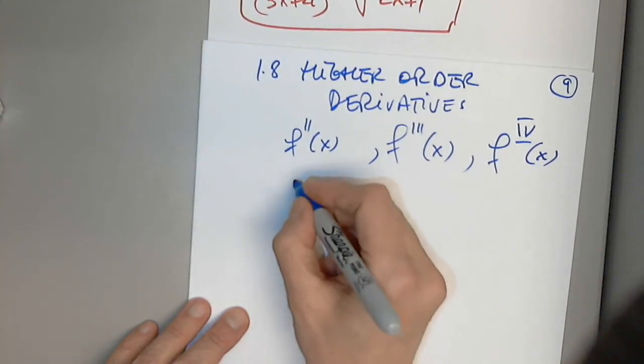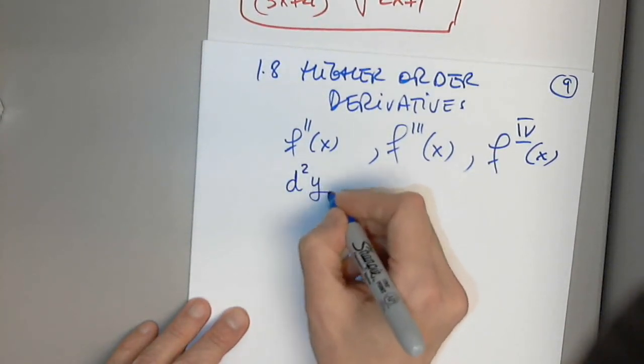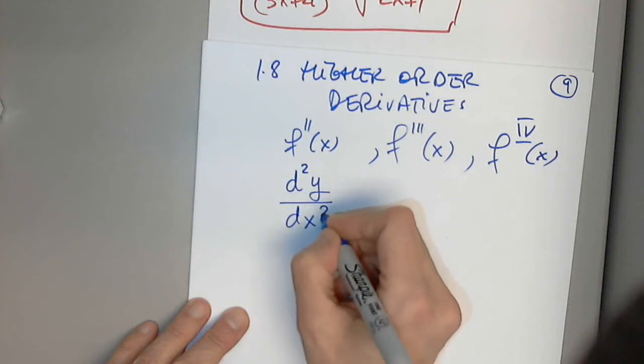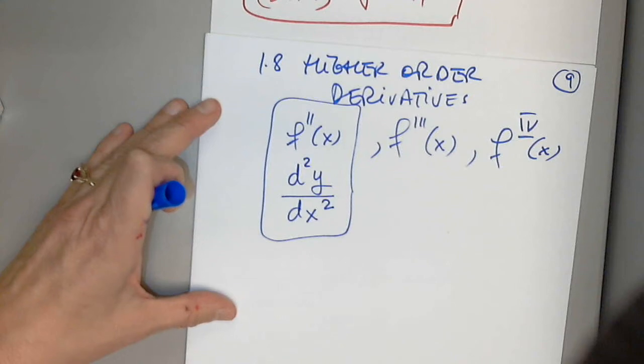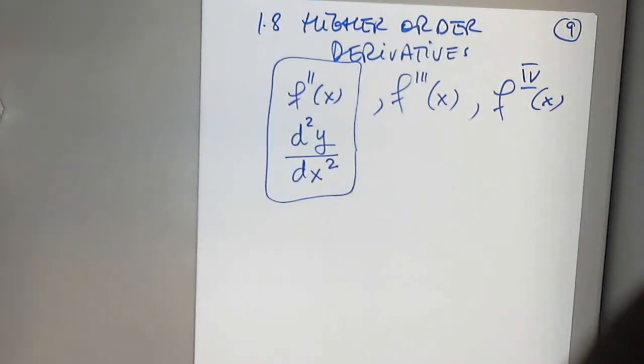Here's another way. d2y over dx2. These two are the same. Can anyone give us the next one with Leibniz notation?